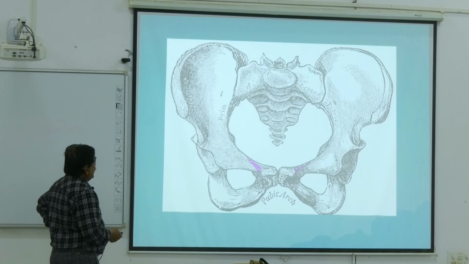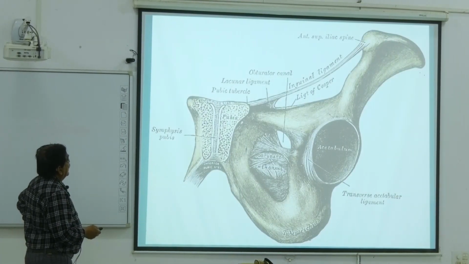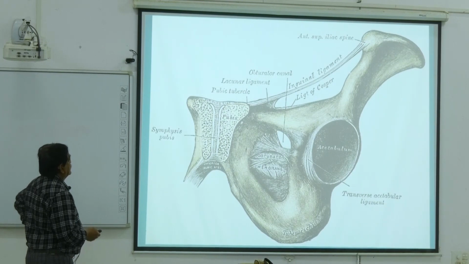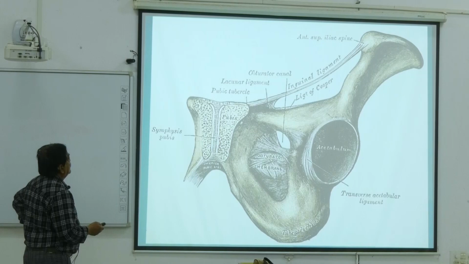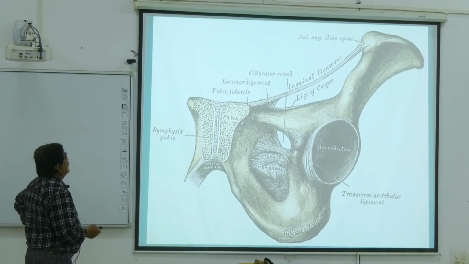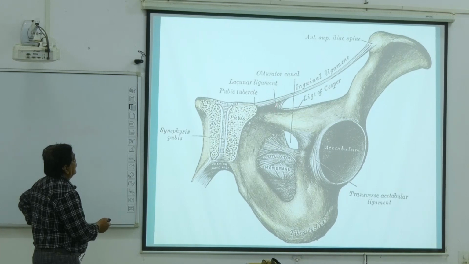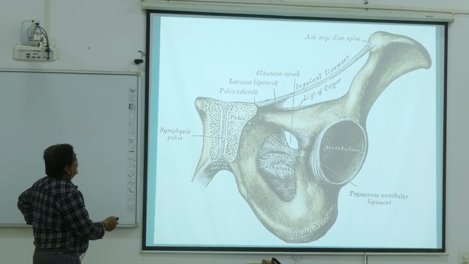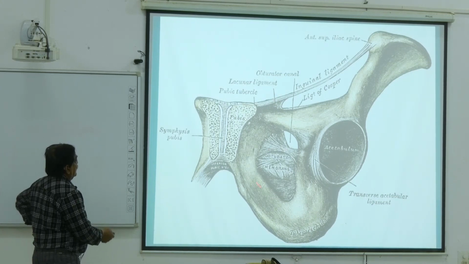This is the hip bone. See the illustration from Grays, no one can outsmart these drawings. And you see, your vision, your concept will be clear. See the ligament of Cooper, the pubis, symphysis pubis, obturator membrane. See the structure of the obturator membrane.